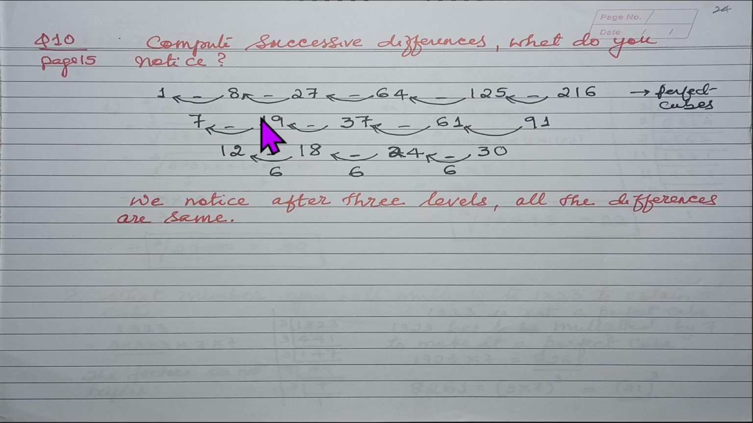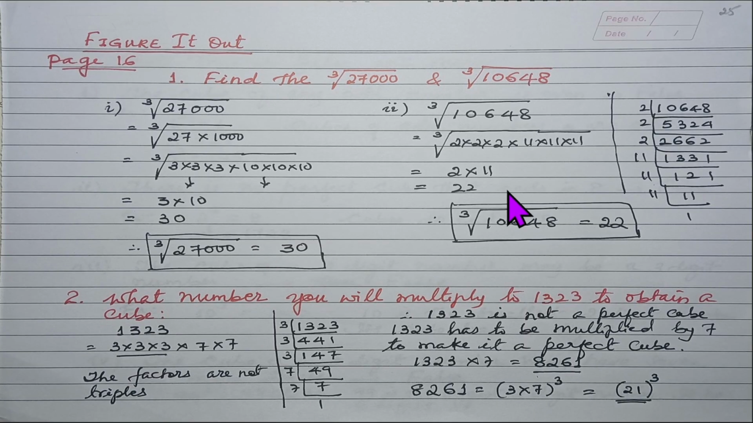Subtract 7 from 19. 19 minus 7 is 12. 37 minus 19 is 18. 61 minus 37 is 24. 91 minus 61 is 30. Again subtract: 18 minus 12 is 6, 24 minus 18 is 6, 30 minus 24 is 6. So when we go 3 steps down, or 3 levels down, we find all the differences are the same as far as the cube numbers are concerned. Remember that.